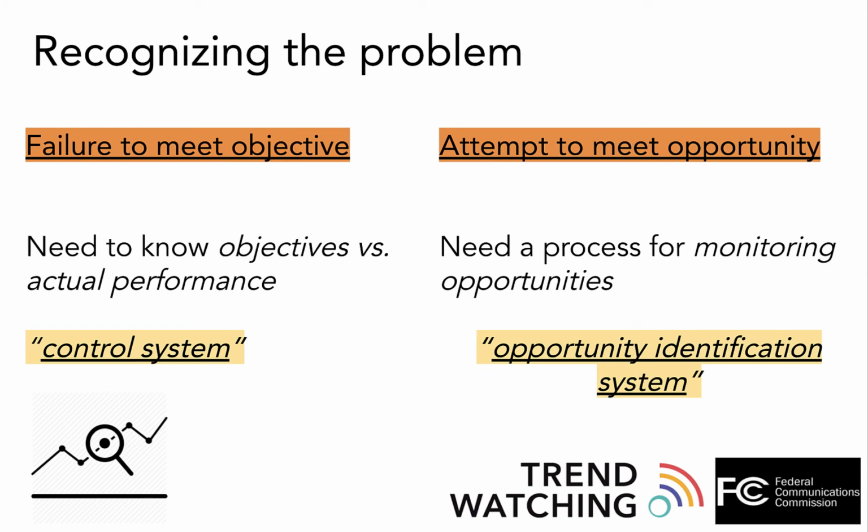In order to recognize problems, you need systems put in place to detect failures to meet an objective or to detect attempts to meet an opportunity. In case of failures to meet an objective, you need a control system. And a control system is an inward focus, an internal focus that looks at your company's data, sales data, reputational data, image analysis, and so on, to see whether you're on track. On the other hand, for attempts to meet an opportunity, you need an opportunity identification system, which is externally focused, so outward focused, and it constantly monitors opportunities. Think of, for example, trend watching.